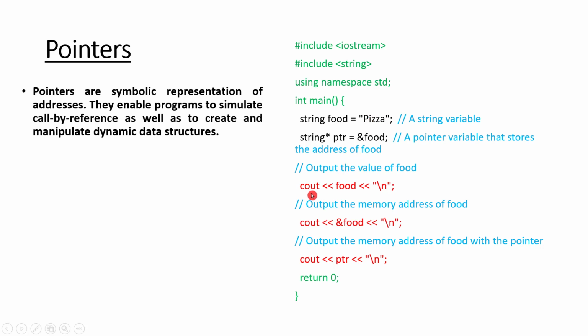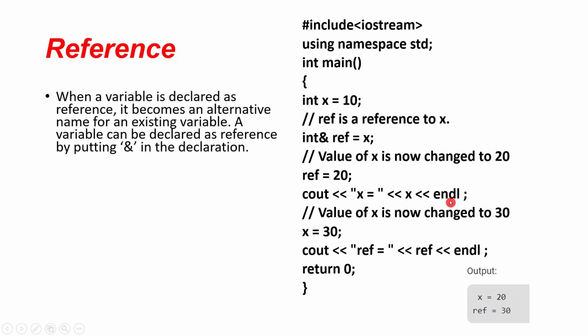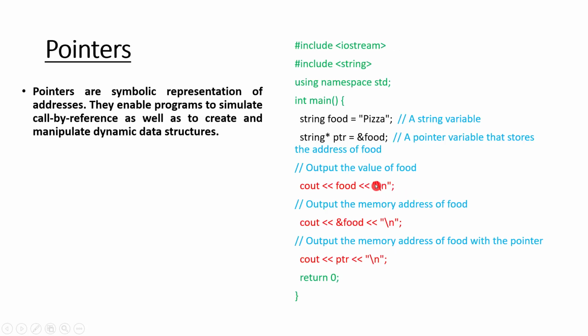So output the value. If you put cout, then the food. Here you can see the backslash n. So this is a substitute for endl. Either you can use endl or you can use, within the double quotes, a backslash n, which will also substitute the endl statement. So here food is cout, so directly pizza will be printed there.